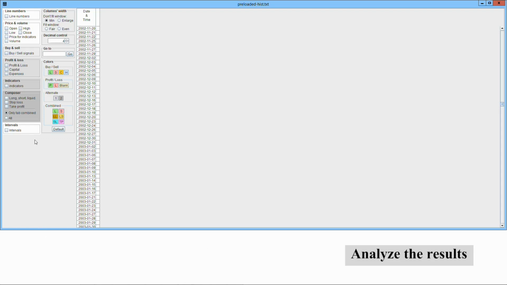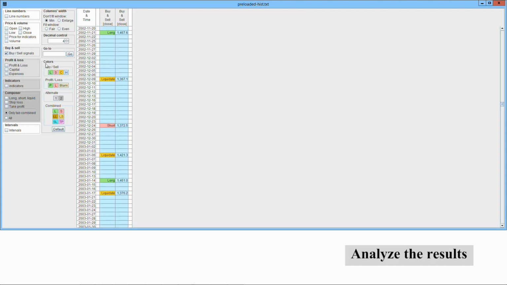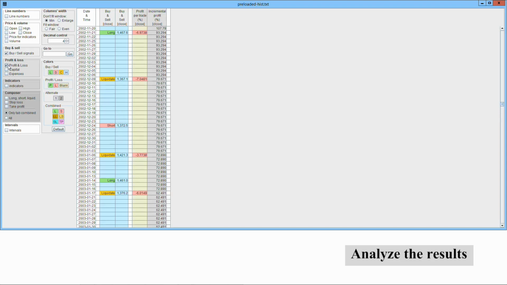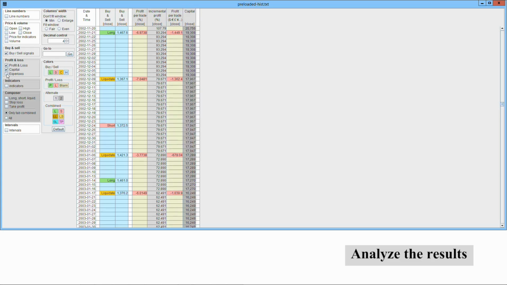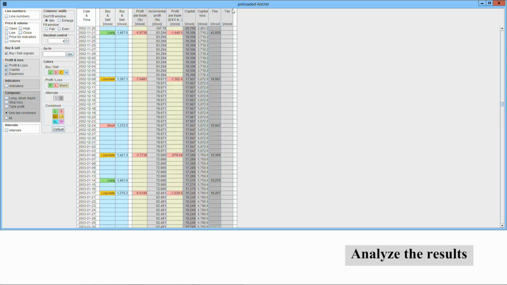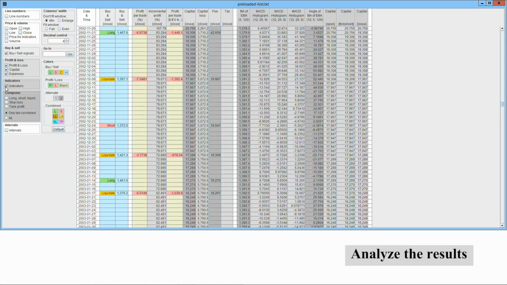The table is for in-depth numeric considerations. You can watch details such as precise numeric values of all the quantities involved. For instance, you can see the buy-sell signals. There are long, short and liquidate signals, together with the level at which they occur. You can add columns for the profit and loss, profit per trade, and incremental profit. You can add the capital and the expenses, fees and taxes. You can also add the overlays and indicators selected.